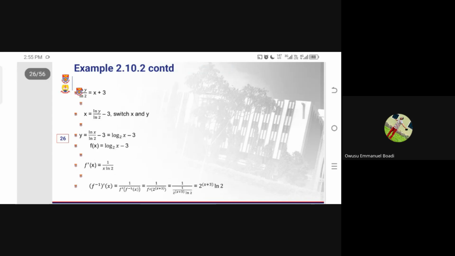When you divide both sides by ln 2, you make x the subject. They're actually finding the inverse, so you are using the inverse function. You make x the subject. When you are done, you interchange the positions of x and y, and then you will have your inverse to be log base 2 of x minus 3. After that, you find the derivative of that inverse that you found, and that is going to give us 2 to the power x plus 3 then ln 2. So they are just going through a long process here.